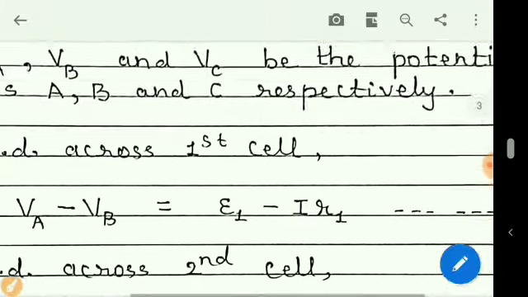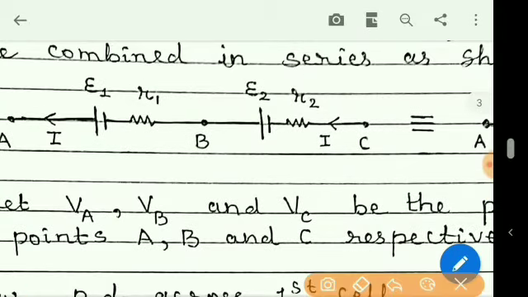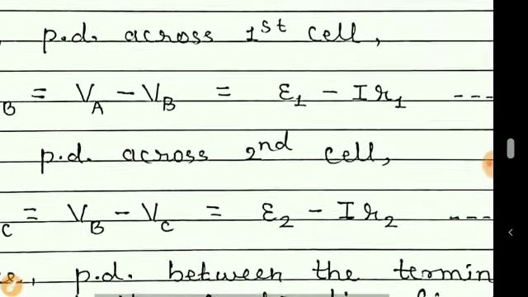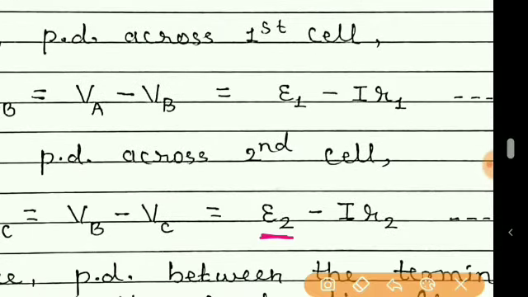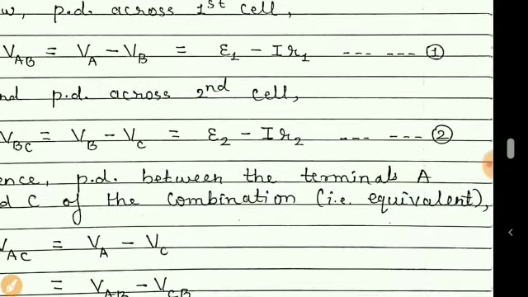Then what comes? Negative of this terminal, negative, and then this is positive. So when we move in this direction, negative to positive, it becomes positive. So that's why this term epsilon 2 will be positive. So this is equation number 2.